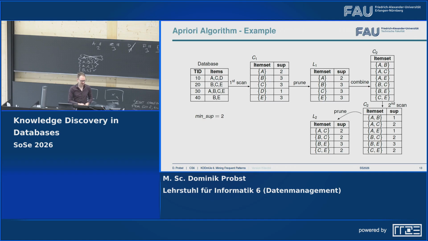Because in this case, B and C as a subset is frequent, B and E is frequent, and C and D is frequent. So all possible subsets are frequent. So the only candidate we can really generate is B, C, and E.